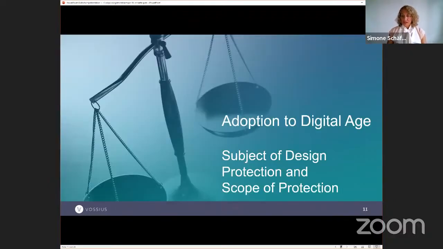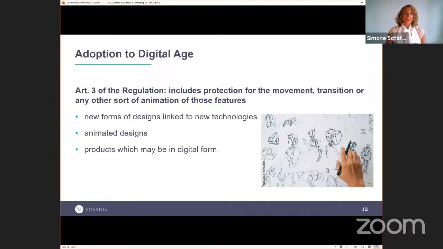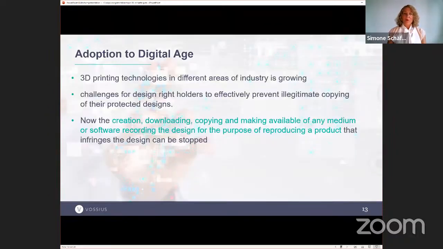The adoption to the digital age is also one of the main aims, and this means that in the close future also new forms of designs linked to new technologies will be protectable, including animated designs or product in digital form. What is very important to mention is that because the 3D printing technology is growing, of course, design right holders face many challenges to effectively prevent this kind of illegitimate copying of their protected designs.